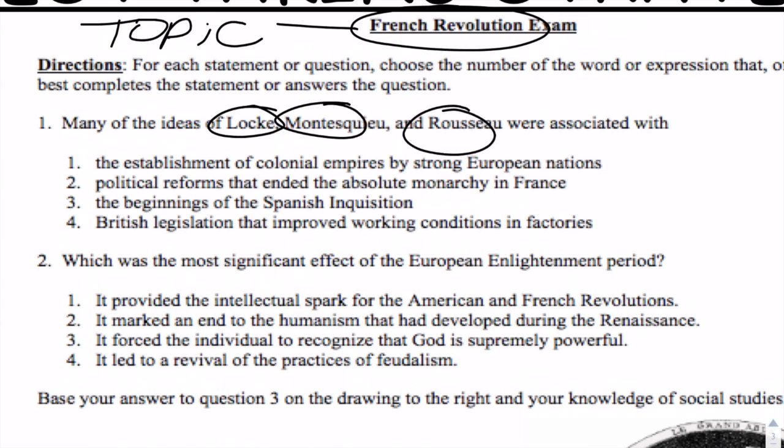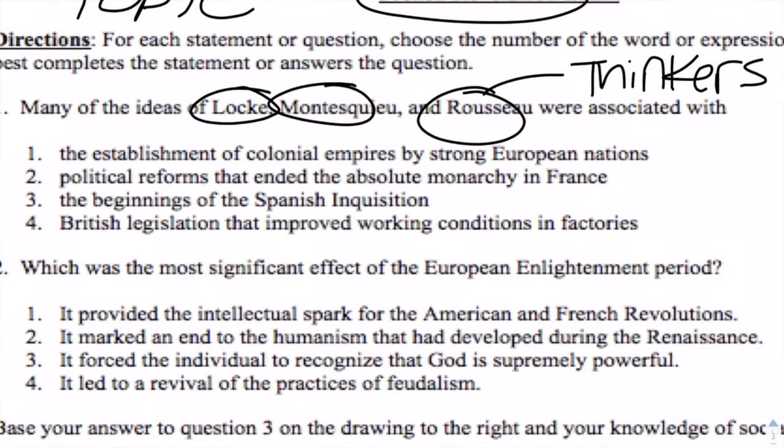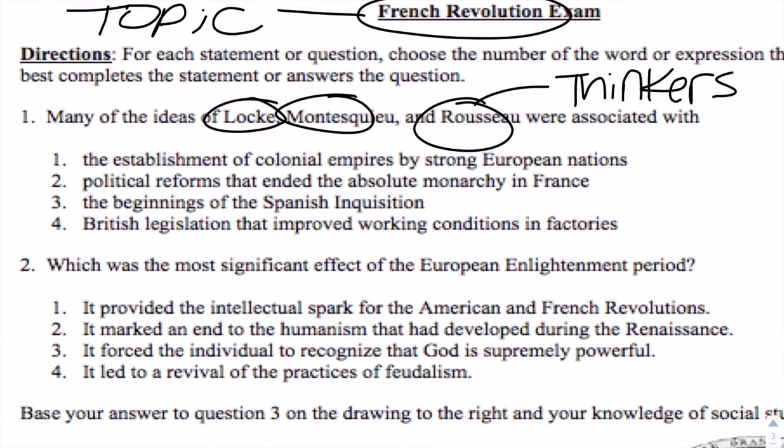You'll notice in the first question, I'm going to circle Locke, Montesquieu, and Rousseau, and I'm just going to annotate that these were thinkers at the time, and that's going to clue me in on what the relationship is with this topic of the French Revolution. And as I go through each answer choice, I'm going to see if these thinkers would align with the choices given. It's almost like a math problem. The terms in the question need to be equal or equivalent to the terms in the answers.